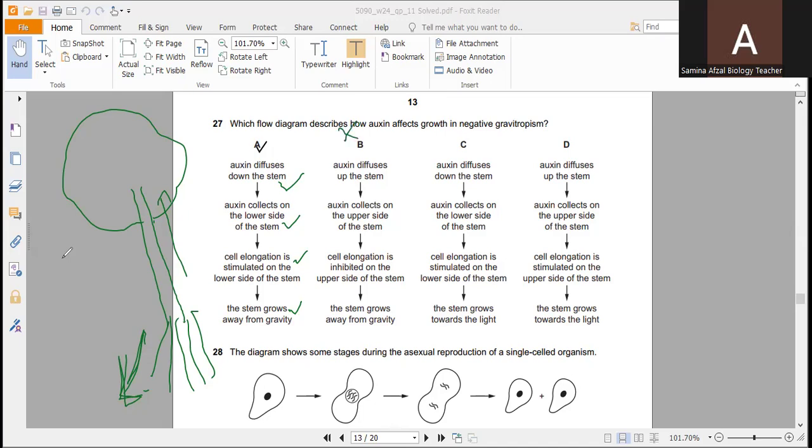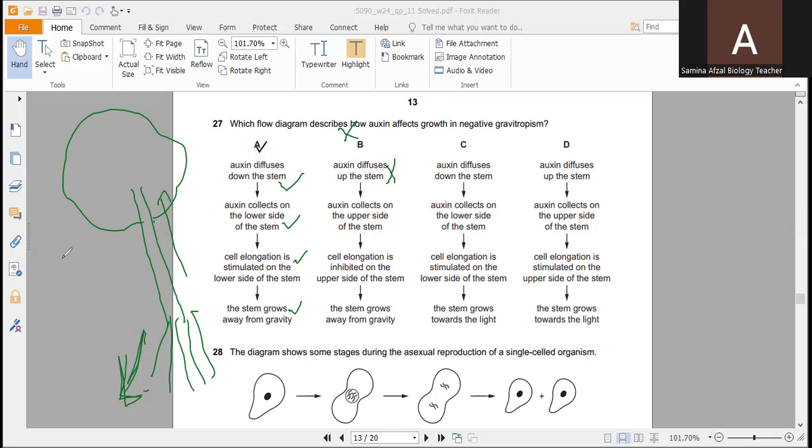Auxin diffuses up the stem. Auxins diffuse down the stem. Only in this way will the stem move away from gravity. So negative geotropism will not be possible if auxins diffuse up the stem. So this is not the correct option.